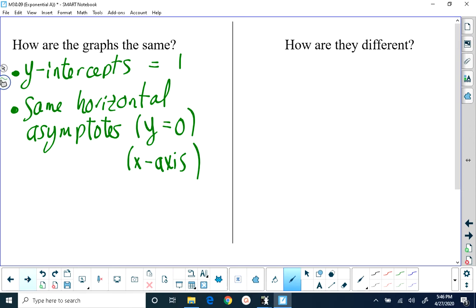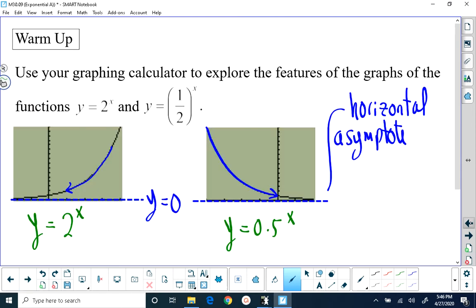There might be some other similarities, but I'm not too interested in writing them all down. They both have the same domain. The domain of each of those functions is x is any real number. Since they are entirely above the asymptote, the range of each of those functions would be y is greater than 0. But I'm not too concerned about that. I want to focus on how they're different, and they are different in a very, very fundamental way.